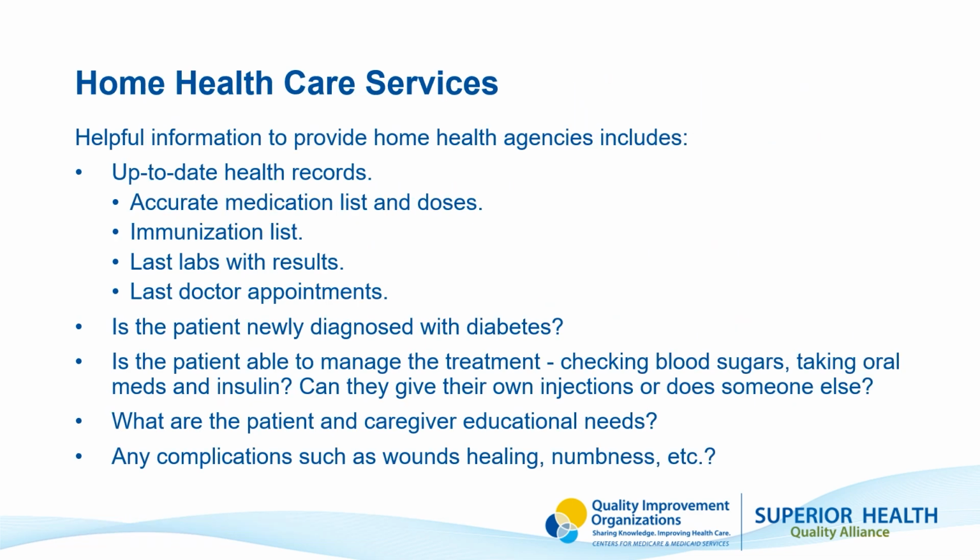I interviewed someone who has worked in a home health agency for many years, and I wanted to know what she believed were the important pieces of information needed when a patient is transitioning out of the hospital or nursing home to their home with need in home care. The first thing she mentioned was up-to-date records, that they should have the most current medication list, the most recent lab results, immunizations, and last appointment with the primary care provider.